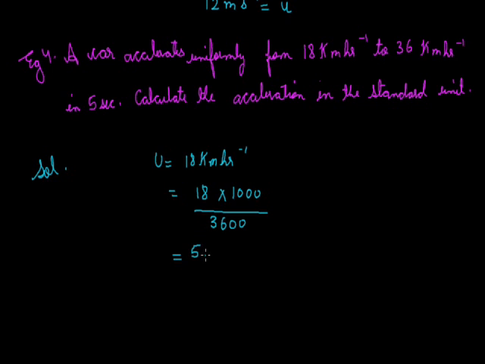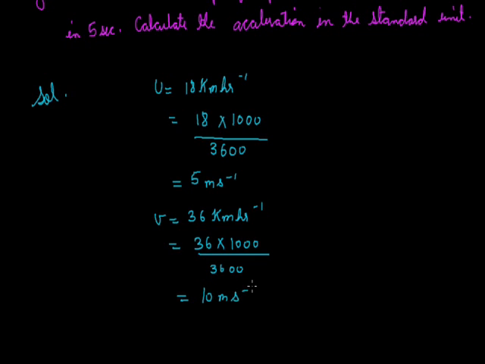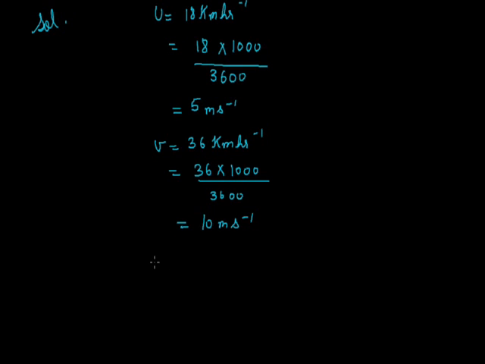5 meter per second. We are given V, that is 36 km per hour, and on changing it to standard units we get 36 into 1000 divided by 3600, that is 10 meter per second, and the change which occurs in t, that is time, is equal to 5 seconds.